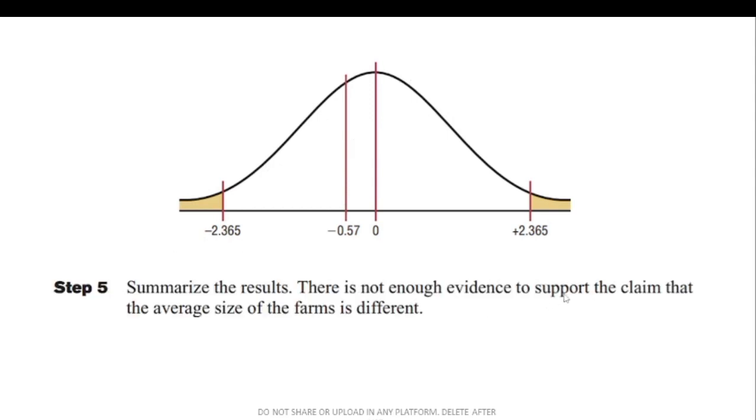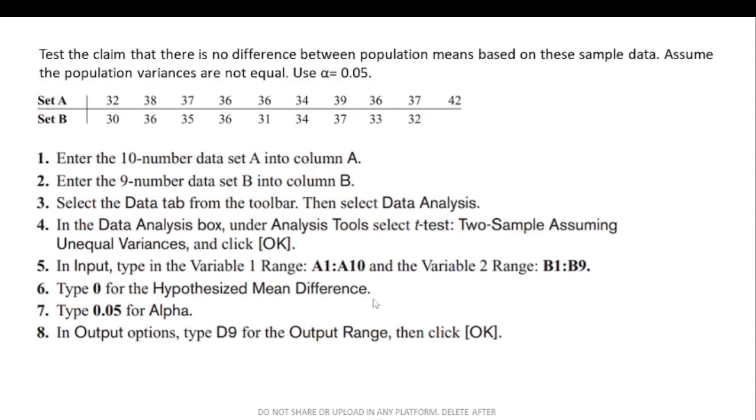There is not enough evidence to support the claim that the average size of the farm is different. Kasi, in-accept natin yung null hypothesis. So, that's it.